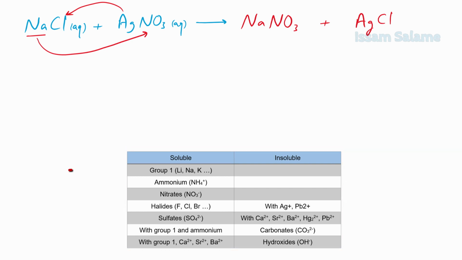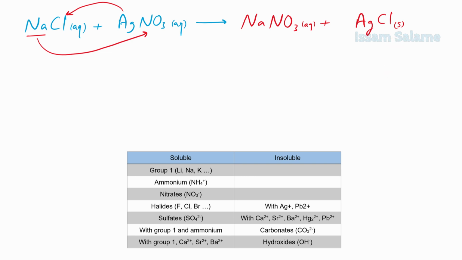It shows that all group 1 compounds are soluble, all ammonium compounds are soluble, all nitrate compounds are soluble, all halides are soluble except with silver and lead, all sulfates are soluble except with the following ions, all carbonates are insoluble except with group 1 and ammonium, all hydroxides are insoluble except group 1 and the following ions. So from the table we learned that sodium nitrate is soluble or aqueous, while silver chloride is insoluble or solid.